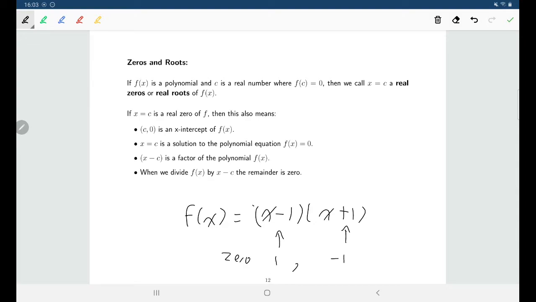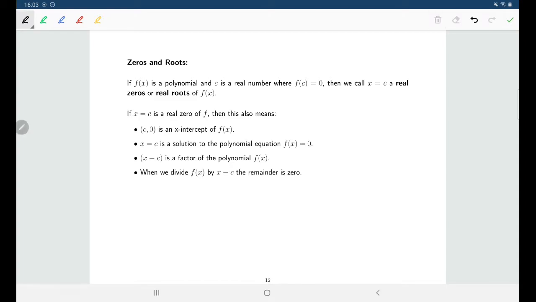If you put in positive 1 for x, that would make this all equal to 0. If you put in negative 1 for x, that would also make this all equal to 0. In other words, when we're talking about the zeros of a polynomial, we're talking about the x-coordinates for those x-intercepts. So there's actually a couple of ways that we could phrase it. If you knew what a real 0 was for your function, then you know where the x-intercept is for that function. You also know that x equals c would be a solution to where your function is equal to 0. You also know that x minus c should be a factor.